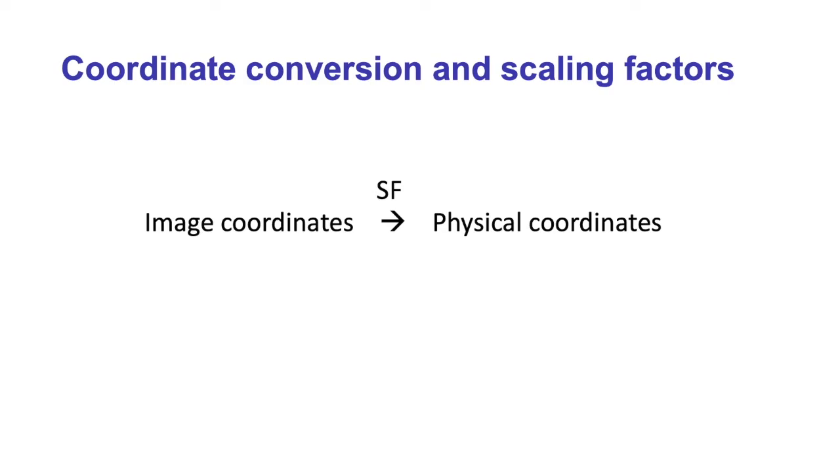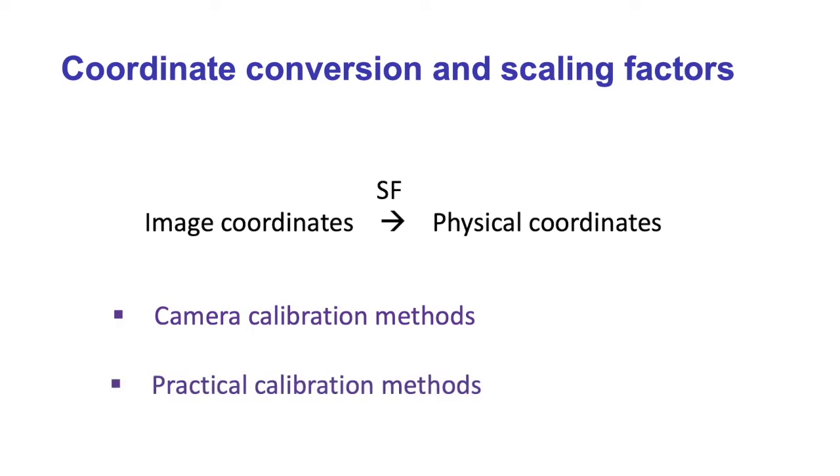This scaling factor can be determined based on 1. The intrinsic parameters of the camera, as well as the extrinsic parameters between the camera and the object, which is known as camera calibration methods. Or 2. By relationships between the known physical dimensions of the object and the corresponding image dimensions in pixels, commonly referred to as practical calibration method.